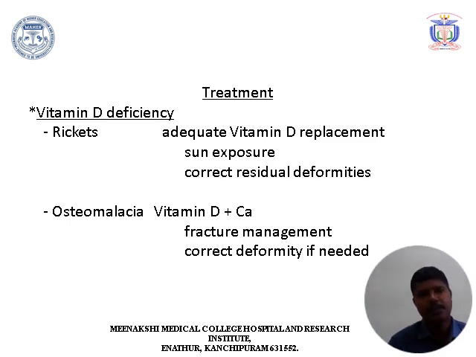So treatment for both rickets and osteomalacia is adequate vitamin D replacement and good sun exposure. And if there is any residual deformity, we have to correct the deformity either by splints or by surgical method.